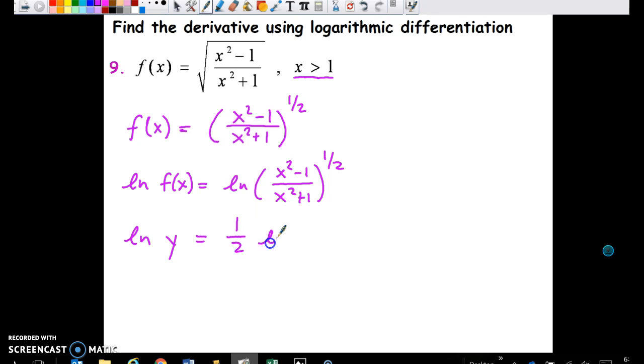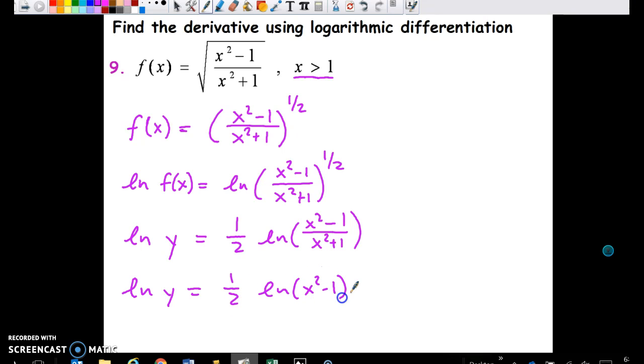And move that 1/2 over, and I have the natural log of x squared minus 1 over x squared plus 1. And now I can separate that logarithm out on the right side, to be 1/2 times the natural log of x squared minus 1. And what happens when I have a quotient? We subtract. Of course, this 1/2 is going to be multiplied by the entire thing. Natural log of x squared plus 1.